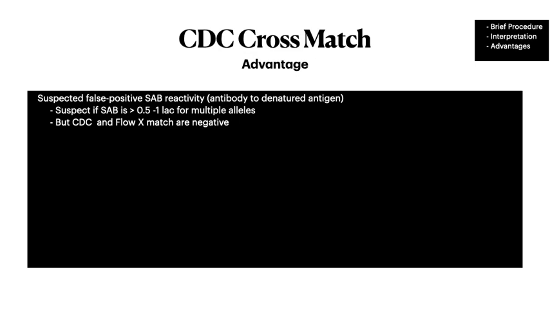Another advantage of the CDC cross match is that it helps you suspect a false positive SAB, as I told you before. You have to suspect a false positive SAB if the SAB for multiple alleles is more than 0.5 to 1 lakh, but the CDC and flow cross match are negative. This combination is generally not possible, because when the antibodies are so high, at least one of the CDC and flow cross match has to be positive. So whenever you find a mismatch, you should suspect that one of these tests is wrong. Especially when CDC and flow are both negative, there's a very high probability the SAB is wrong.